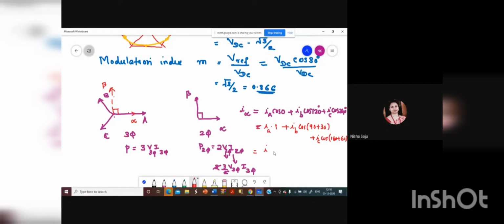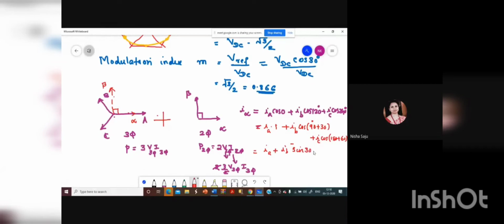So here you will have IA itself, plus IB into cos of 90 plus 30. Considering the four quadrants, cos of 90 plus something becomes sine. 90 plus 30 is in the second quadrant, where only sine is positive, so cos is negative. So definitely you will have a negative sine 30 there.